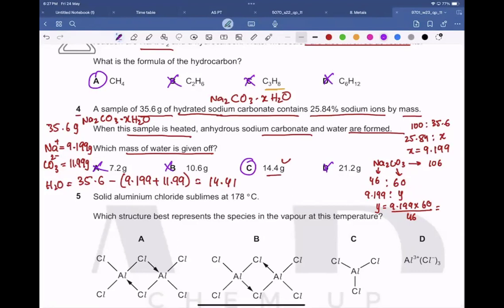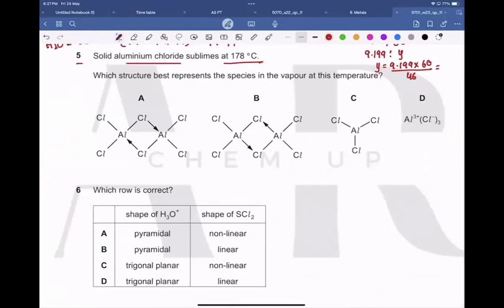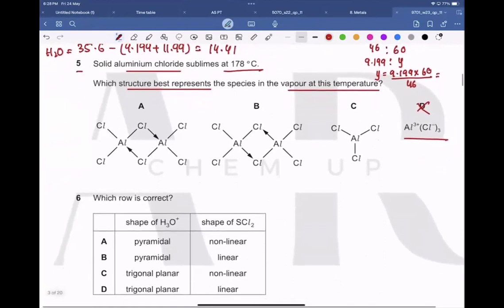Okay. Now question number 5. Solid aluminium chloride sublimes at 78 degrees Celsius. What structure best represents the species in the vapor at this temperature? Okay, if it's in the vapor, so it's very simple. It cannot be ions. And in vapors, it is always in the form of a dimer.